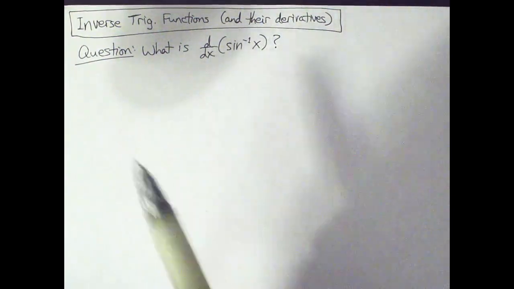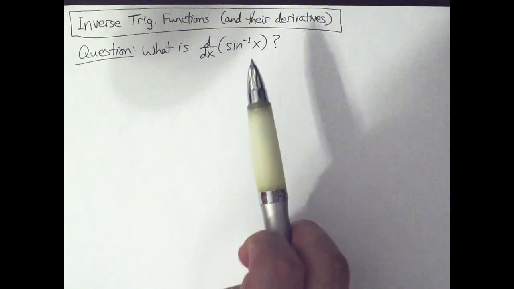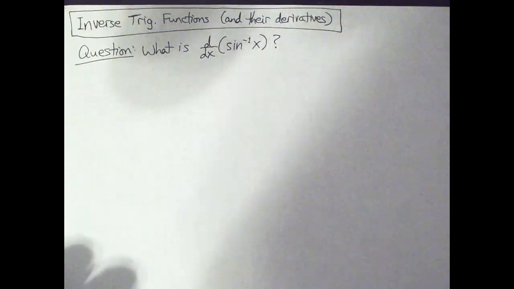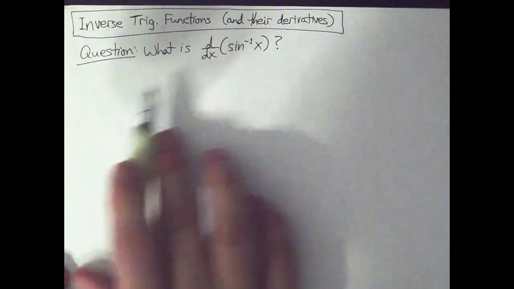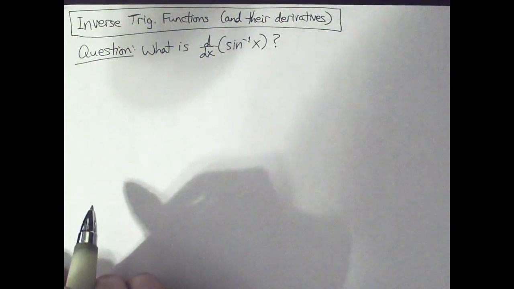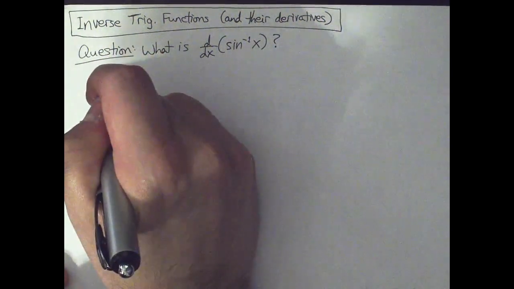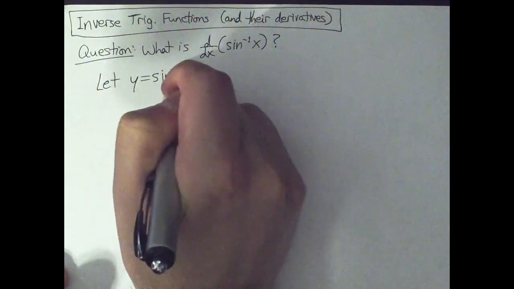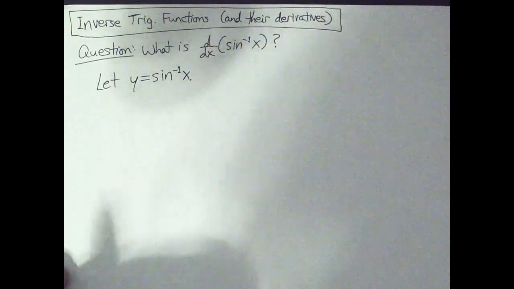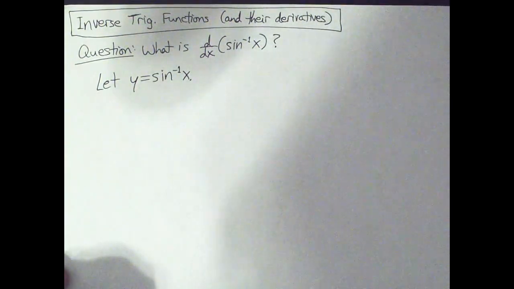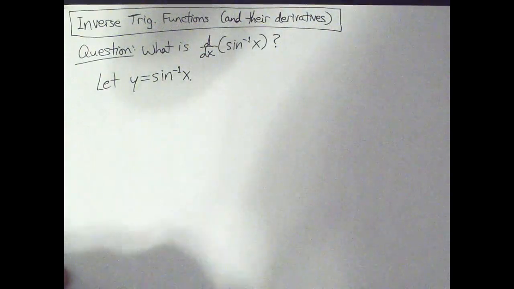So it seems like maybe we can derive a rule for this in a similar way to what we did for log functions. That's just an analogy, but yes, it is going to work that way. If you compare these notes with the previous lesson on log functions, there are going to be some similarities. I'm going to start by saying let y equal sine inverse of x. That's the function that we're interested in, so we could just call it y. And now we would like to find dy dx.